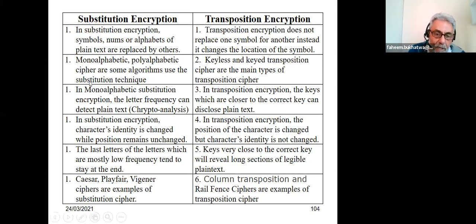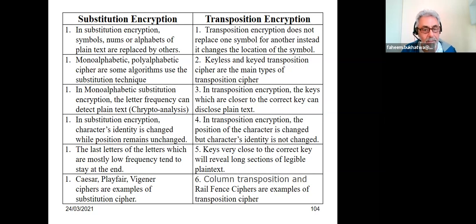In substitution cipher, monoalphabetic substitution encryption, the letter frequency can detect the plain text. So you can actually attack that system using the letter frequency in the language. That's called cryptanalysis. So cryptanalysis can be used to attack a monoalphabetic system. That's another problem with Caesar's algorithm. Earlier on we asked, what are the disadvantages of Caesar's algorithm? Caesar's algorithm is a monoalphabetic system, so every character is always replaced by the same character. So it can actually be attacked using cryptanalysis.